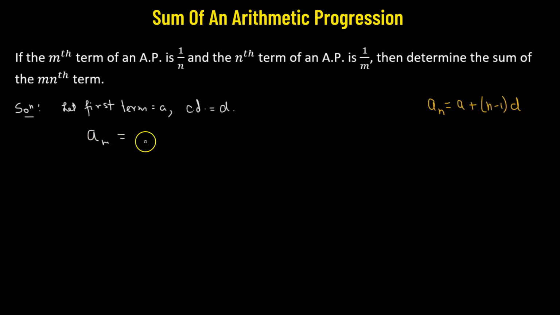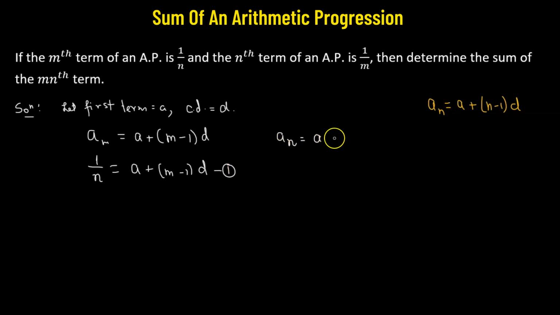So a_m is going to be equal to a plus m minus 1 times the common difference d, and here it's given that the mth term simply equals 1 over n. So we have 1 over n equals a plus m minus 1 times d. Let's label this as number 1. Then we are also given that the nth term, which is represented by a plus n minus 1 times d, has a value of 1 over m. So we have 1 over m equals a plus n minus 1 times the common difference d. Let's label this as equation number 2.